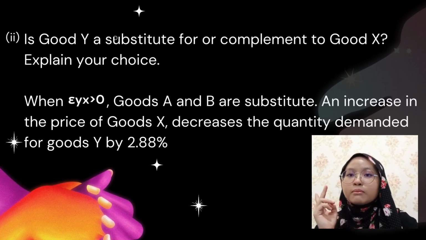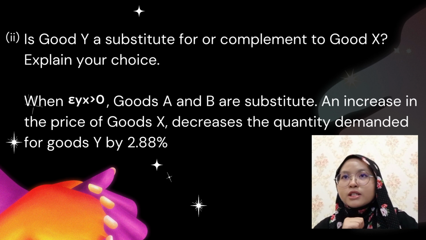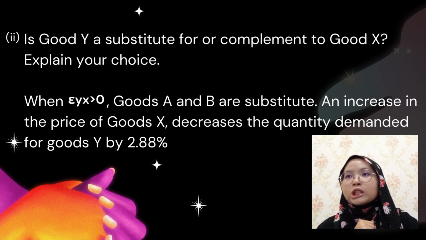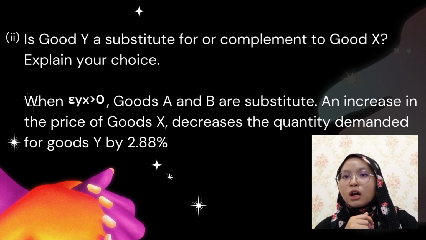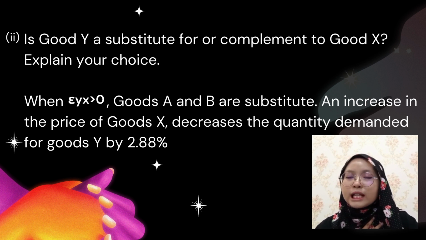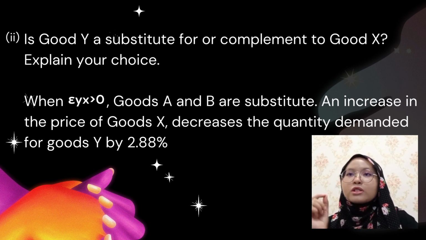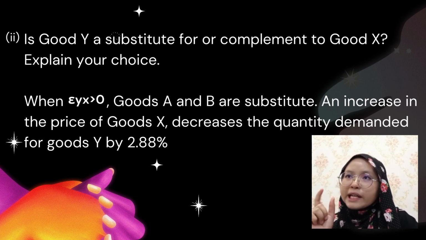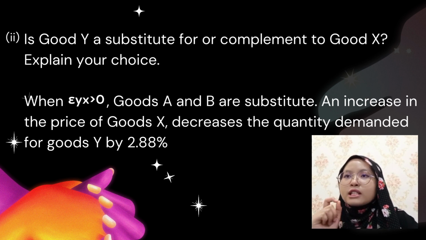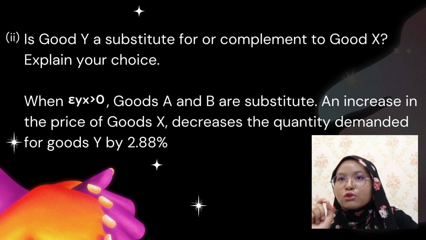Okay, the next question under number 2: is good Y a substitute or complement to good X? Explain your choice. My answer is, when elasticity is positive, goods A and B are substitutes. An increase in the price of good X decreases the quantity demanded for good Y.